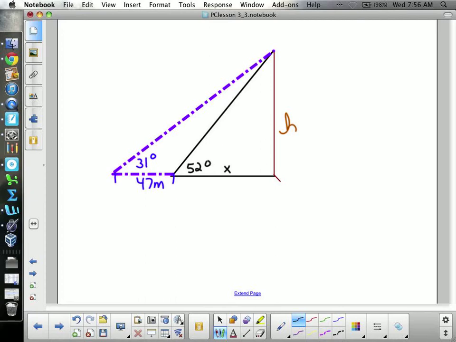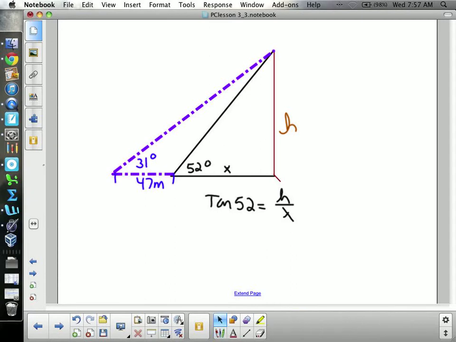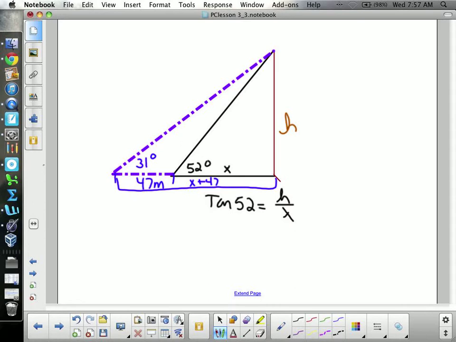Okay, no problem. So I set up tangent of 52 is opposite over adjacent, h over x. This whole distance here is x plus 47. So tangent of 31 equals h over x plus 47. Now, since I have two equations and two variables, I can do a substitution and solve this.